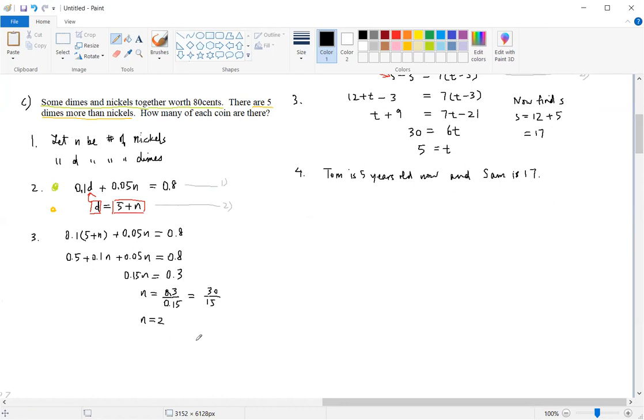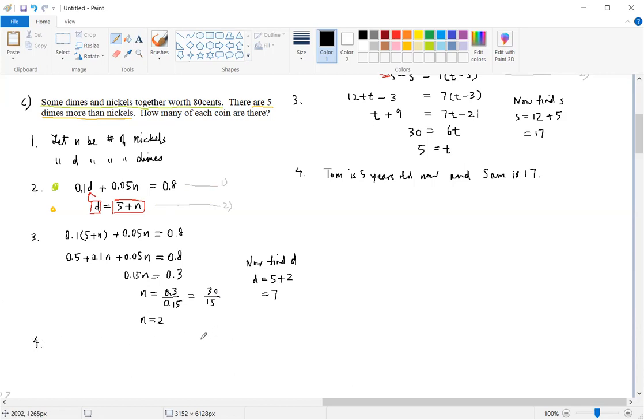Okay, if we have two unknowns, after we find x, we have to find the y also. So here, after we find n, we have to find d also, just like here. After t, find s. So here, after n, now find d. d is right here, it's 5 plus n. While n is 2, d will be 7. If n is something else, d will be something else also.